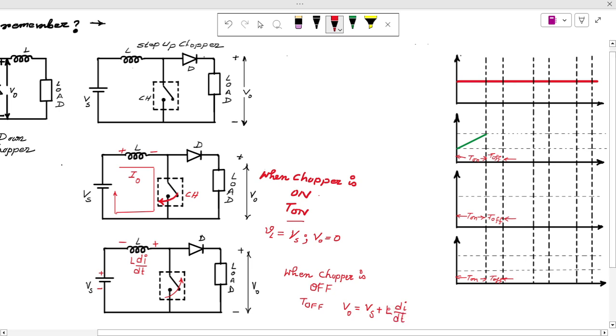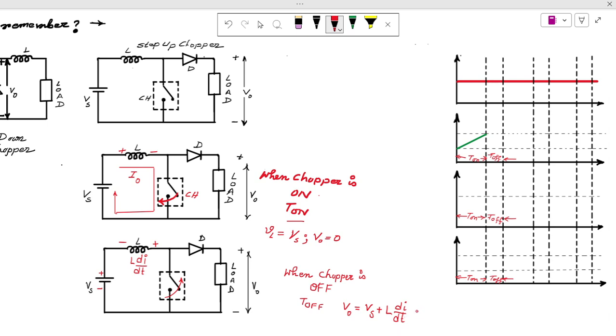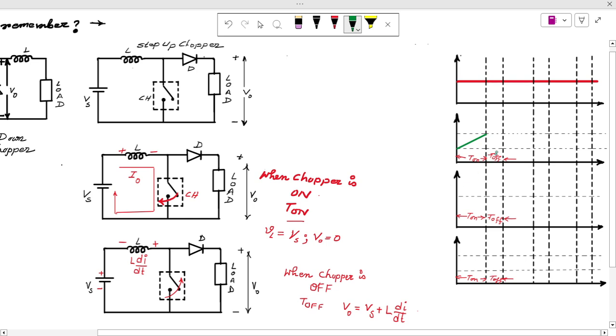Here V L, when the voltage across the inductor is connected in series with the supply, the value of the V0 will be higher in the T off stage. So there will be some voltages available. As the current is flowing through this load, the inductor will decay its charges. So therefore the current will decay.